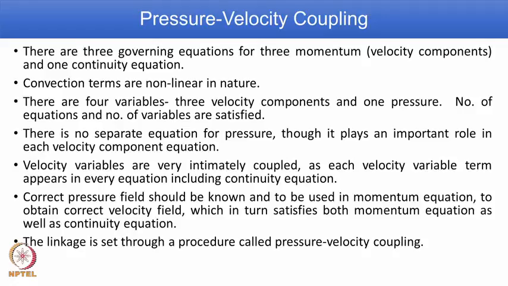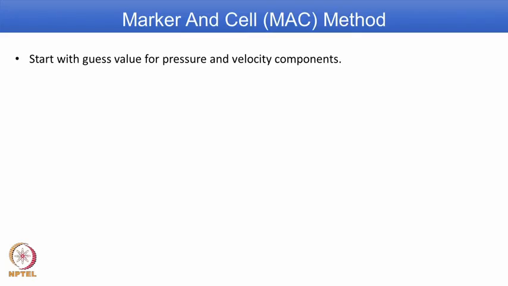Now, this is a very important stage in solving Navier-Stokes equation. There are many methods available. We are going to look specifically at 3-4 methods: MAC algorithm, SIMPLE algorithm, SIMPLER algorithm, projection method. Let us look at MAC algorithm first. This is otherwise called marker and cell method.